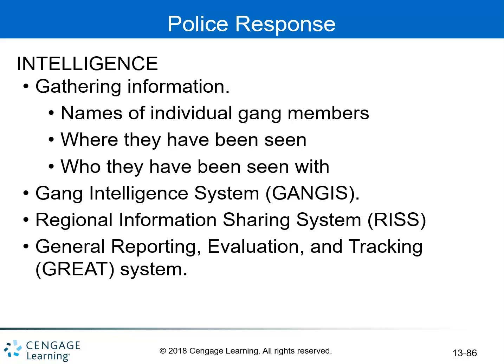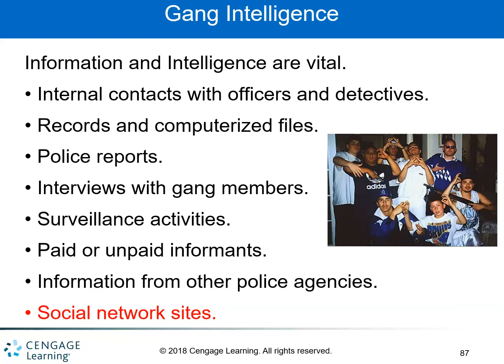So in this intelligence gathering umbrella here, again, names of the individual gang members, where they have been seen, who they have been seen with. There's a lot of other sharing systems out there that we have. We have the gang intelligence system. We have the regional information sharing system. We have the general reporting, evaluation, and tracking, or the GREAT system, which helps us track gangs. It's a computerized gang intelligence system in order to help us do that. So information and intelligence on gangs is vital then.